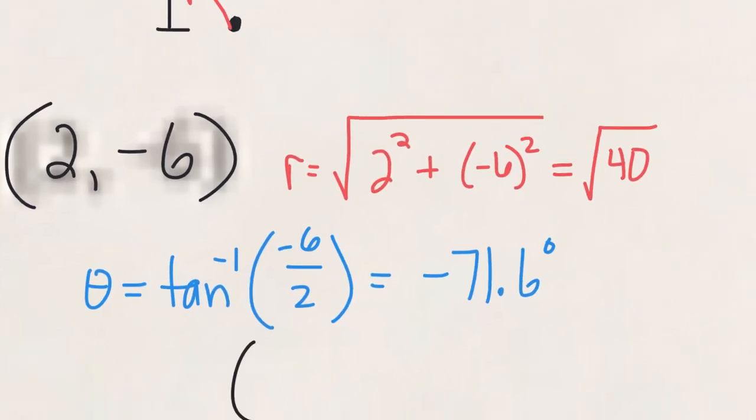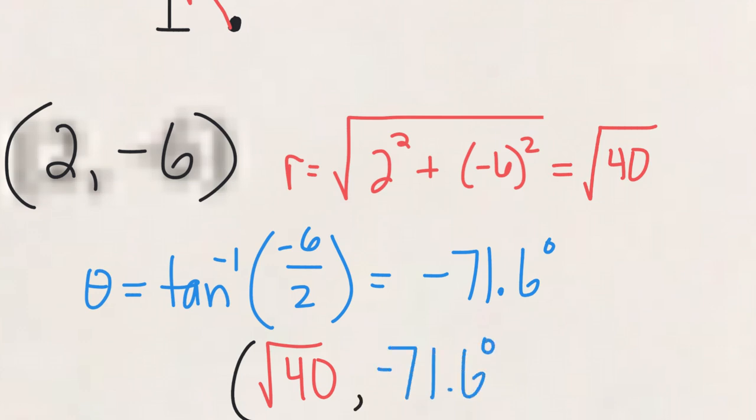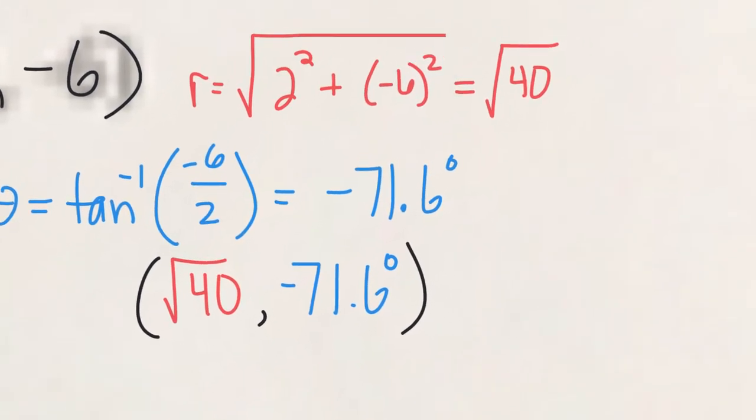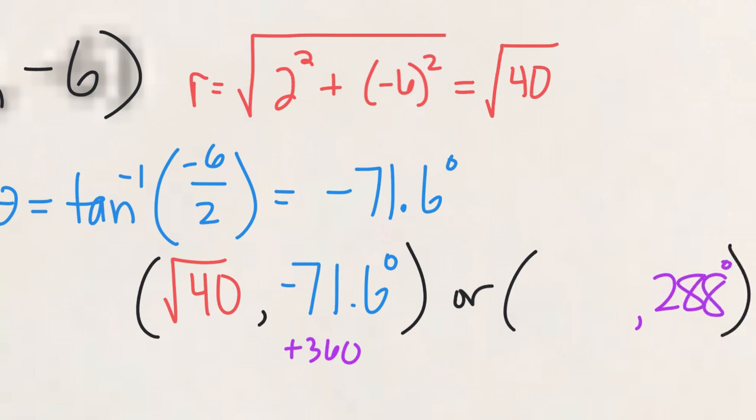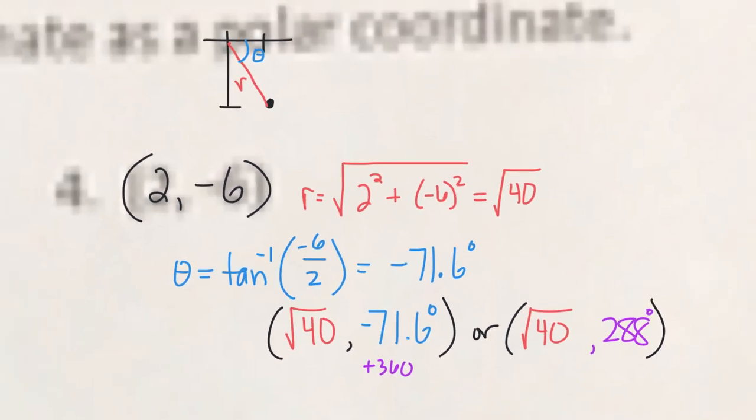Radius of root 40. And an angle, because we're in the fourth quadrant, negative 71.6 is a perfectly good angle. But you could have also had the positive angle, which when we add 360 to this is going to be 288 degrees. So if you want the positive one, then you add 360 to your negative angle, and that will tell you the positive angle formed going all the way around from the positive x-axis to your given angle.